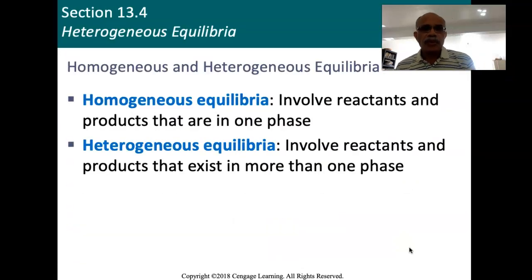So the next topic is on the types of equilibrium. Here we're looking at heterogeneous and homogeneous. The difference between heterogeneous and homogeneous is that heterogeneous involves several different phases. So you may have different states in the reaction, for example, solid, gas, and liquid, whereas homogeneous will only be one single phase, either all in the gaseous state or in the aqueous state or even in the solid state.